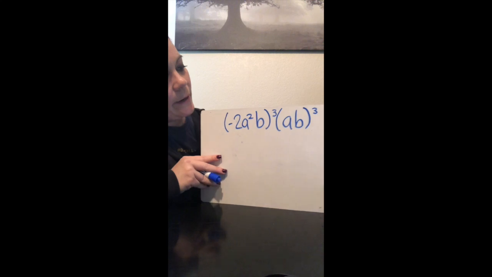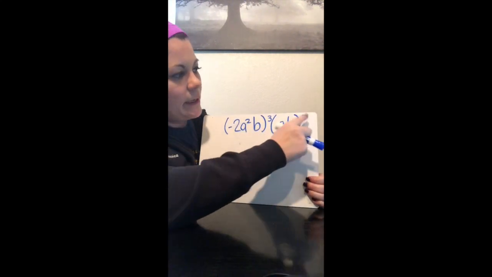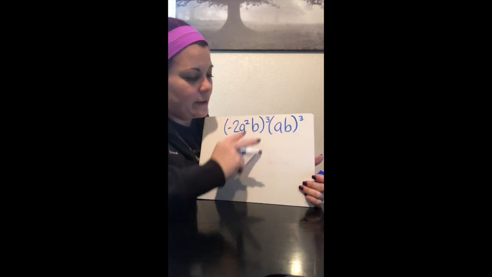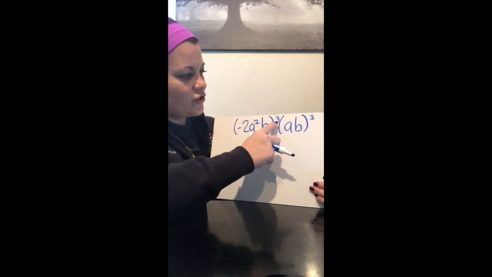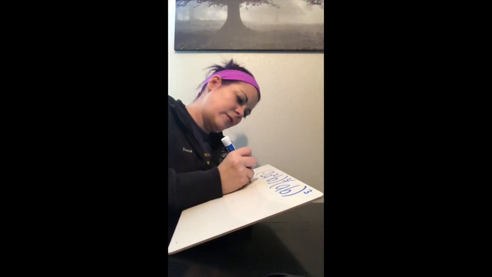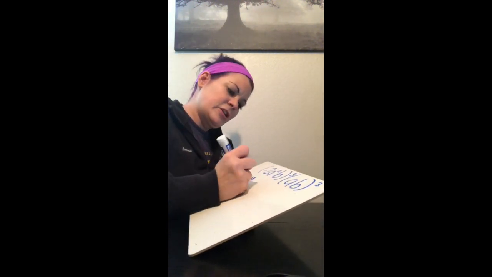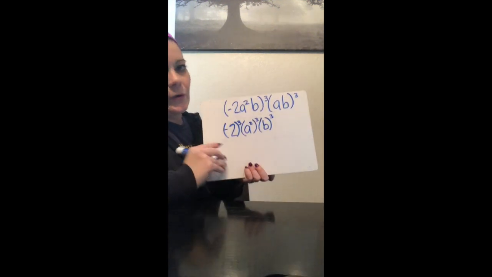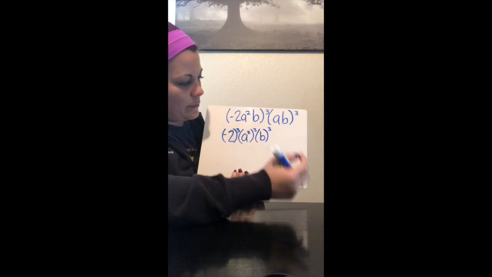So we have negative 2a squared b all raised to the third power and ab raised to the third power. In this case, you're going to distribute that exponent to everything within the parentheses. So here, I'm going to distribute that 3 to the negative 2, so it'd be negative 2 to the third power. I'm going to distribute it to that a, so a squared to the third power, and I'm going to distribute it to that b, so b to the third power. So I distributed that 3 to everything in the parentheses.